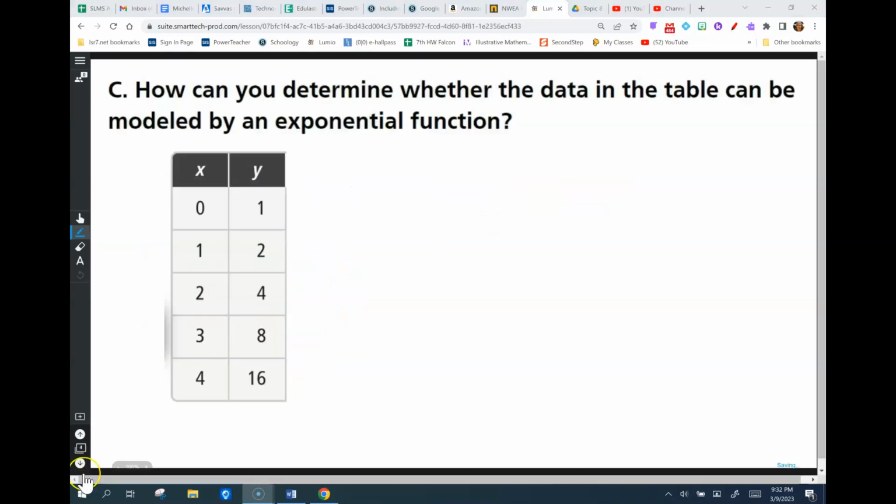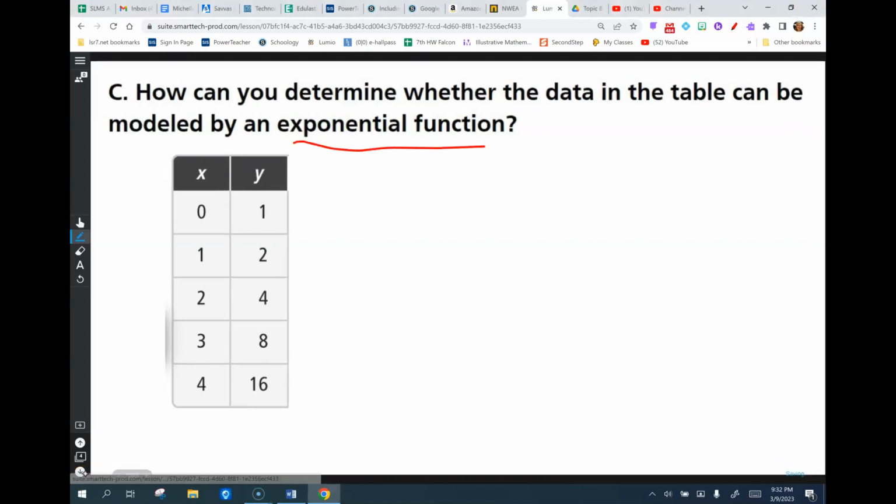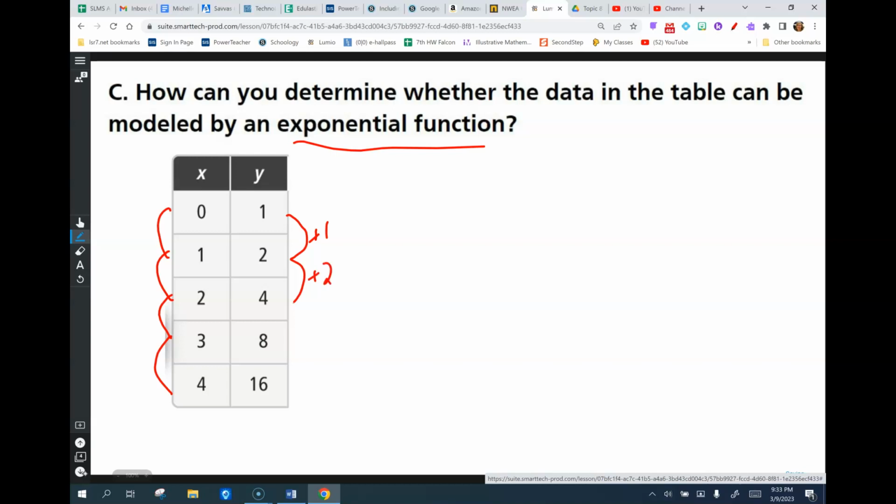Good. And the last type we're going to look at is an exponential. With an exponential, we still have to make sure the x goes up by the same amount every single time. Don't write this, just watch. Does the y go up by the same amount? Well, that goes up by 1. This goes up by 2. This goes up by 4. This goes up by 8. So it's obviously not linear. These are not the same.